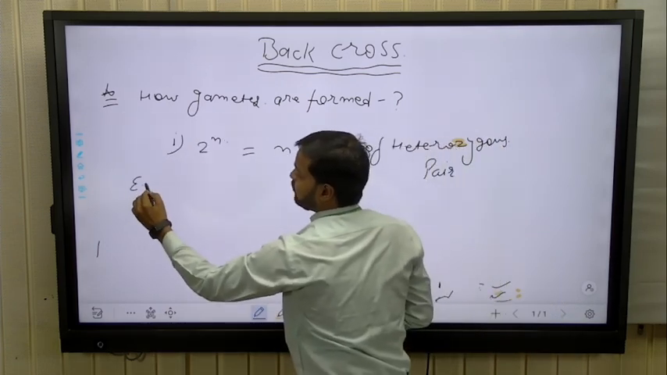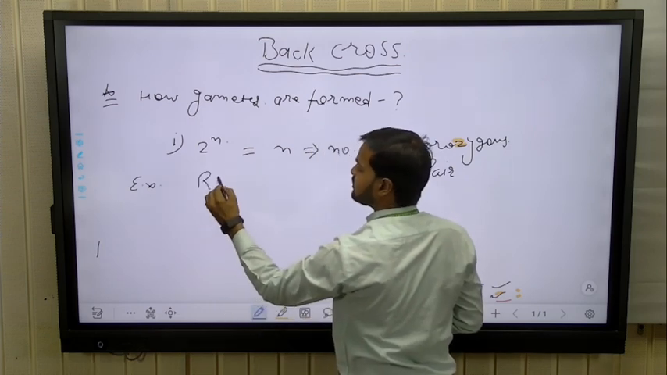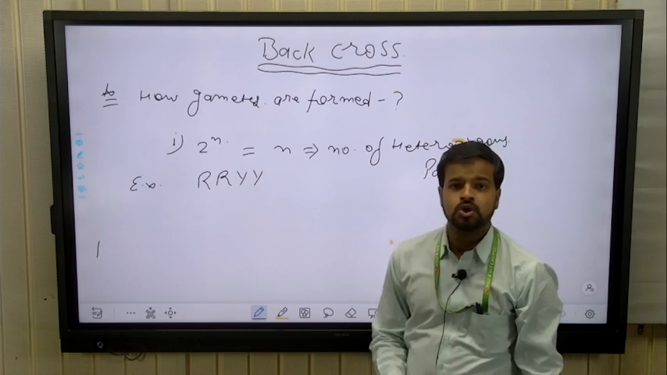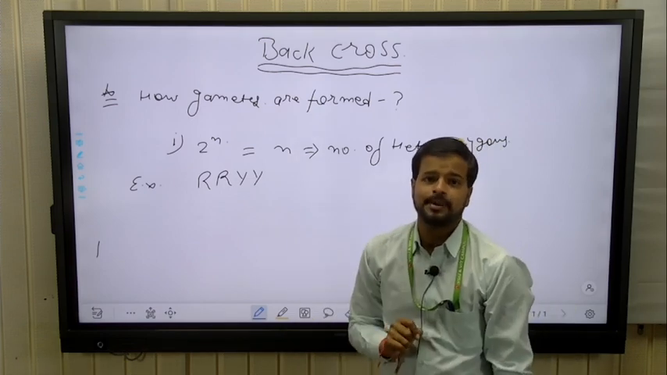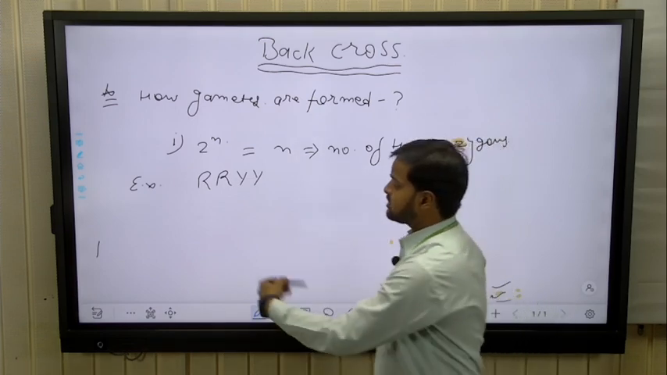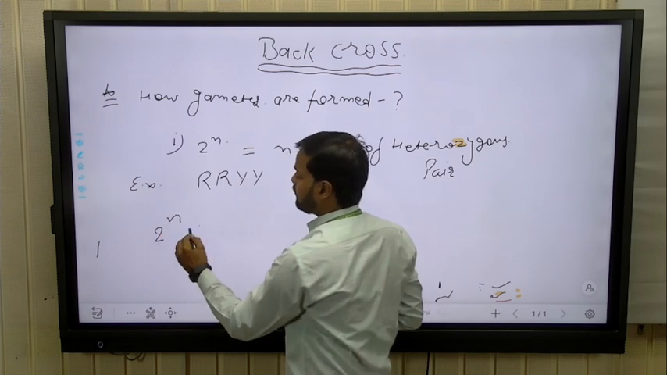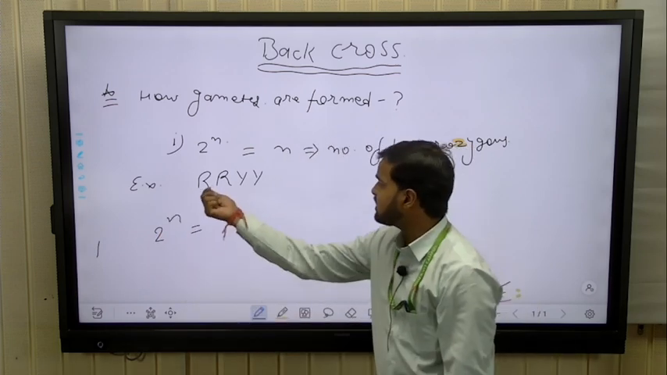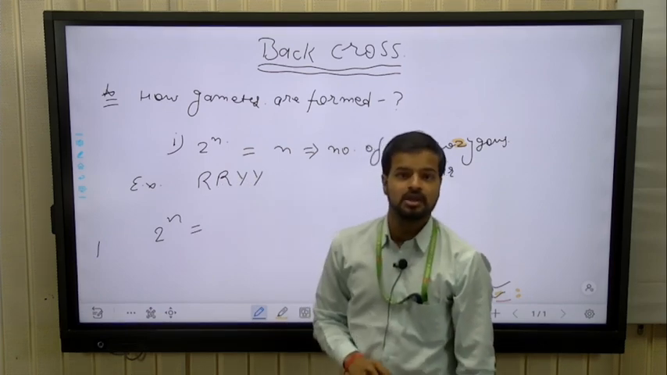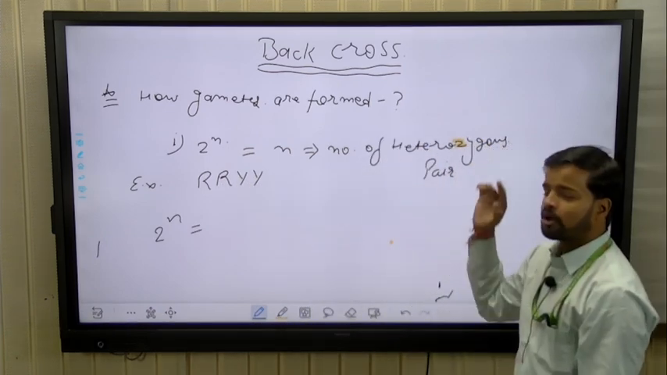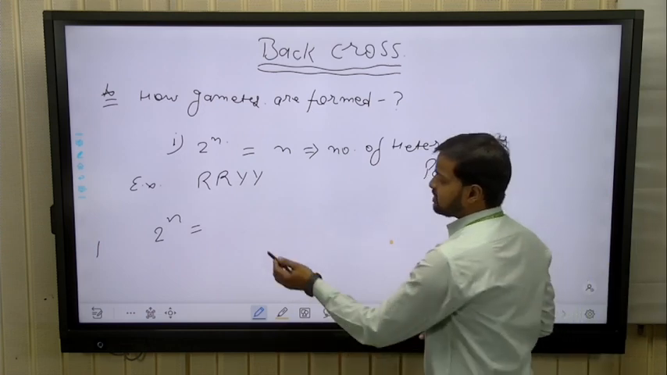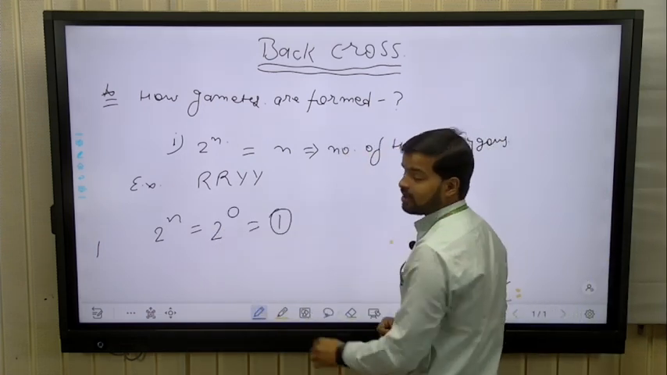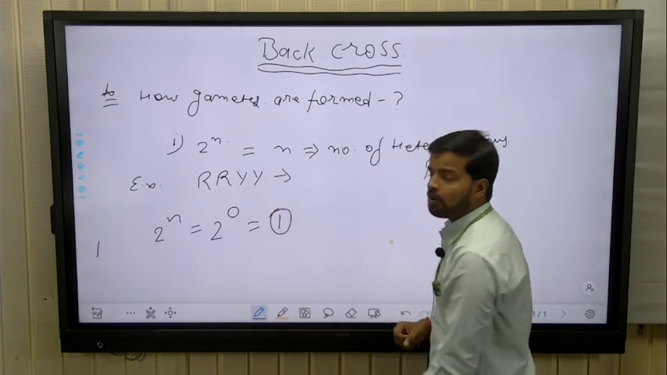Another example is, we use this genotypic composition here. Again, we use this trick. The power of 2 to the n, and the value of n is what? Again 0, because these are homozygous pairs, and n is the number of heterozygous pairs. That means when we put the value in our formula, we obtain 1. That means we obtain only a single gamete.